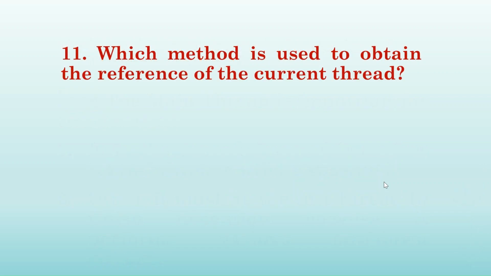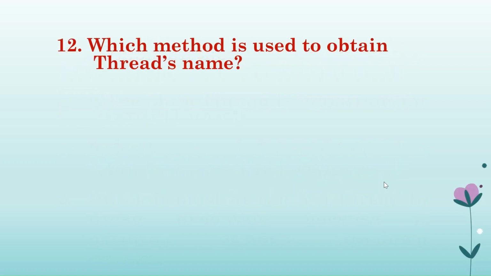Which method is used to obtain the reference of the current thread? There is a method called currentThread, which gives the reference to the currently running thread, because so many threads will be running. In order to identify which thread is currently running, we can apply the method called currentThread. Which method is used to obtain the thread's name? We have a method called getName, which gives the thread name.